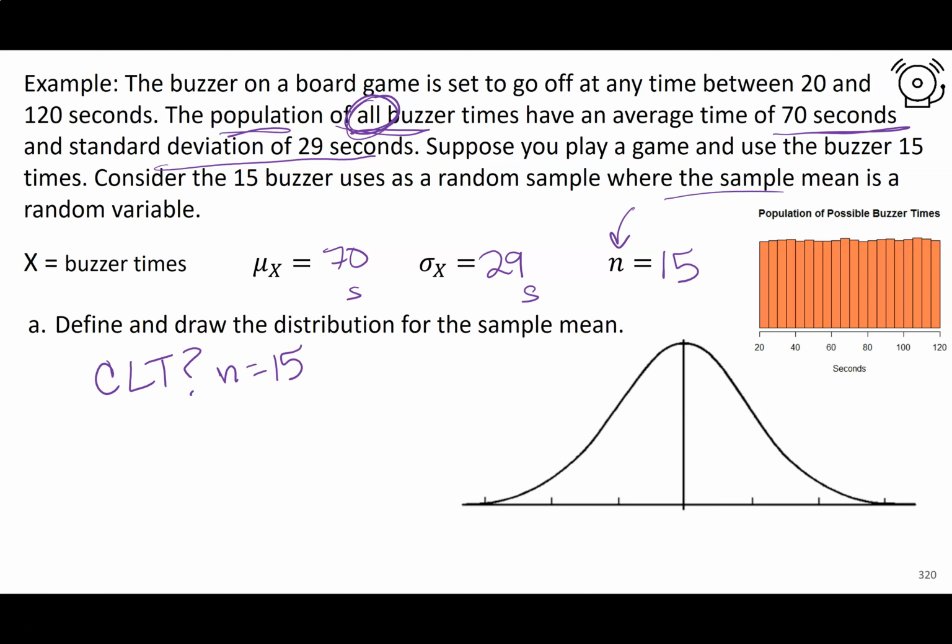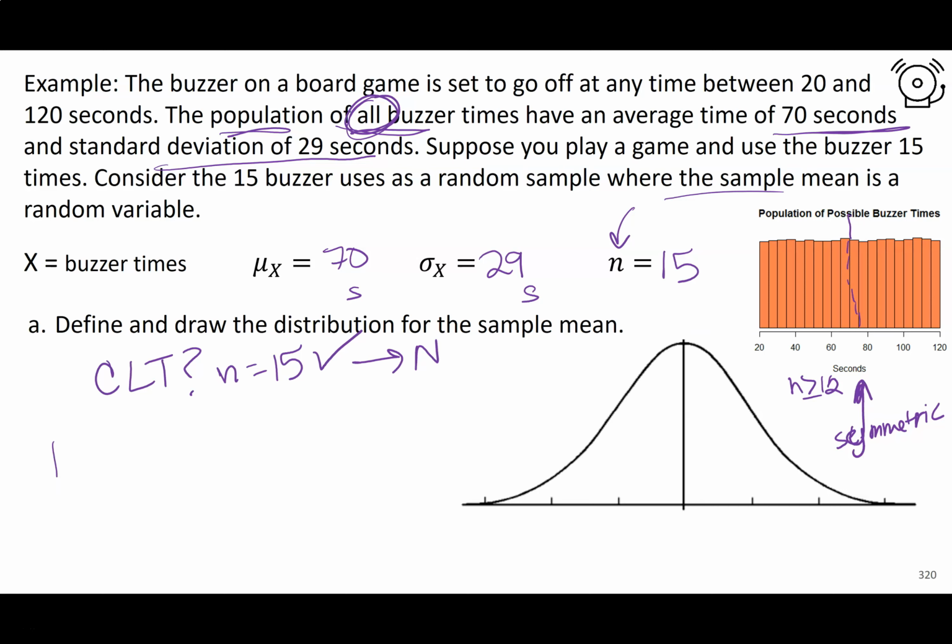So considering this, it's really important that our population isn't skewed. If our population is skewed, this won't work. So here's our population. I would argue this is symmetric. Right, so because this is symmetric, I would say, hey, you need a sample size of at least 12. This is going to be good enough. So we know that it's going to be normally shaped.